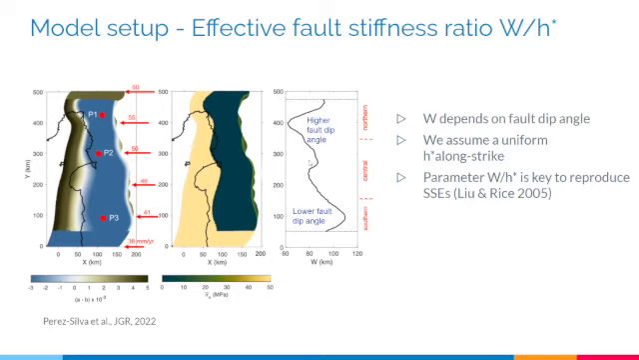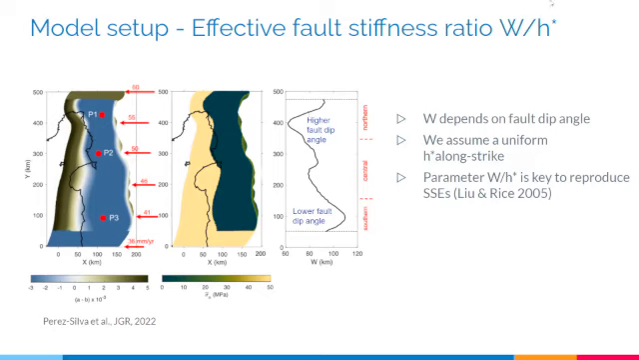And this change is mainly due to the change in the dip angle of the plate interface that is much shallower in the southern part of the margin than in the northern part. So this will be an important change to be considered in the modeling.